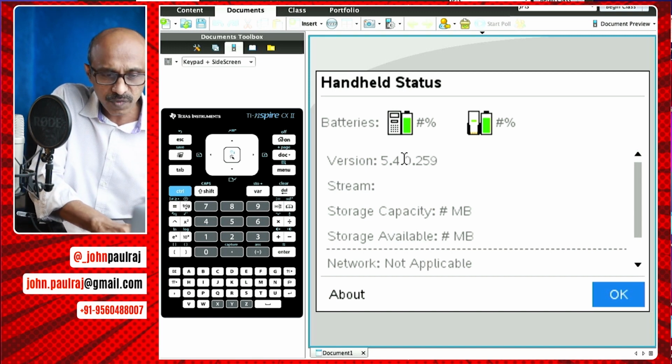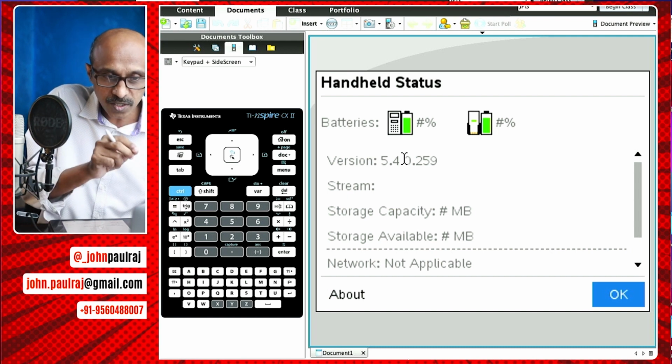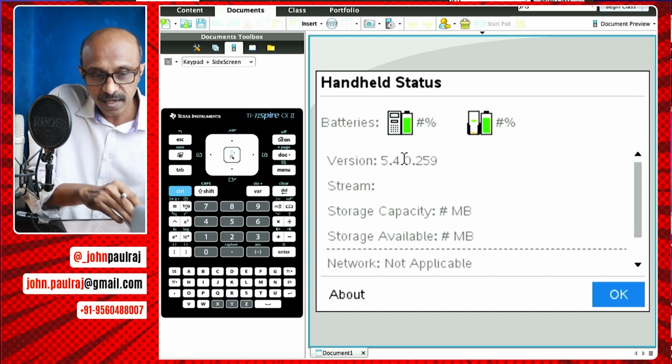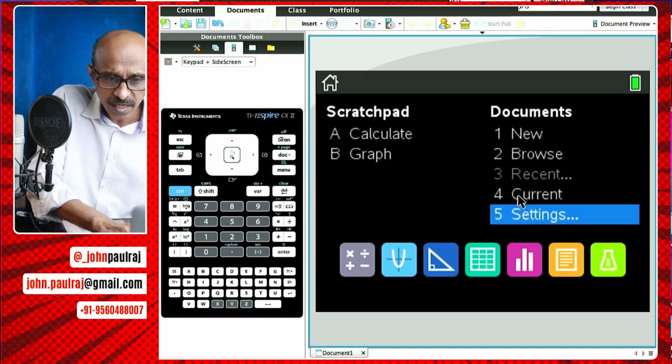Okay, so as of today, which is the 12th of February 2022, the latest operating system on your Texas Instruments TI-Nspire CX II should be 5.4.0. Clear? All right, let's get on with it.